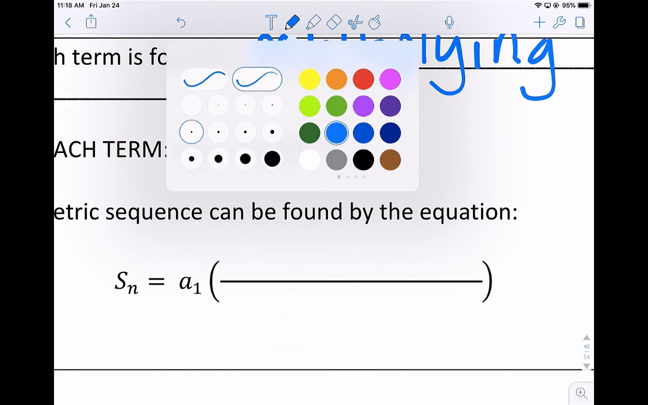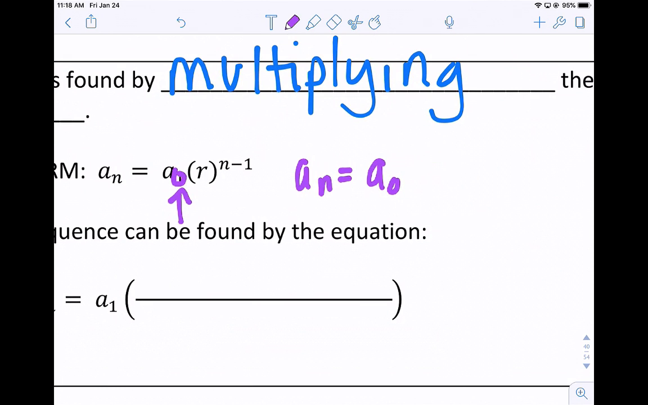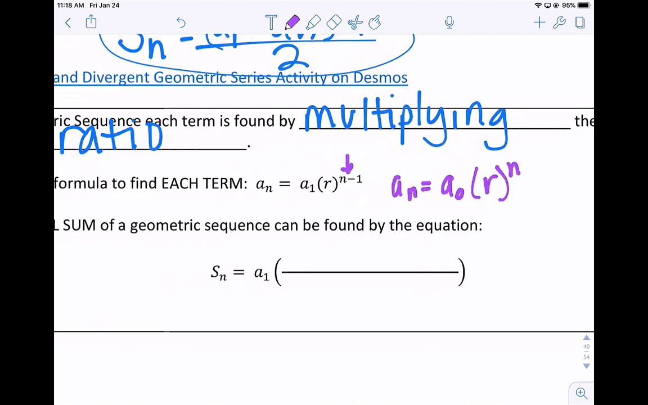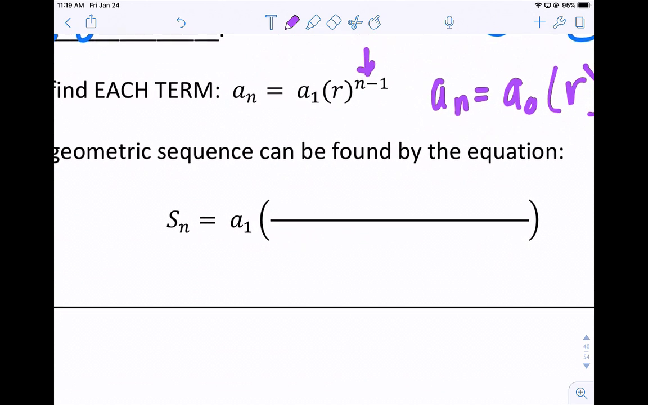And again, there's two ways to write the explicit formula. This is if you start with the first term. If you start with the 0 term, so this should be 0. If you start with the first term, oh no, that was right. Okay. So if you start with the first term, you need to account for that with the n minus 1. If you start with the 0 term, it's just the n power. So two ways to write the explicit formula, but for the partial sum, there's one formula, and that formula is this.